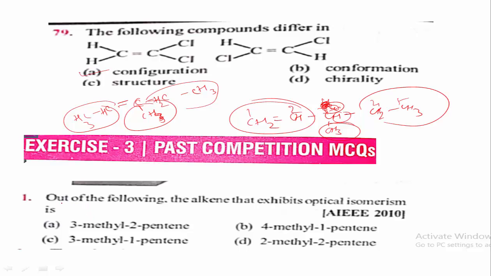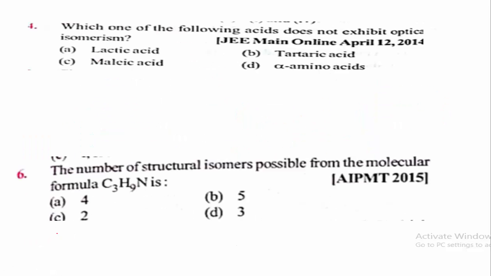Therefore the correct answer for this question is option C, 3-methyl 1-pentene. This compound shows optical isomerism because it contains an asymmetric or chiral carbon atom. Students, next question number 4.